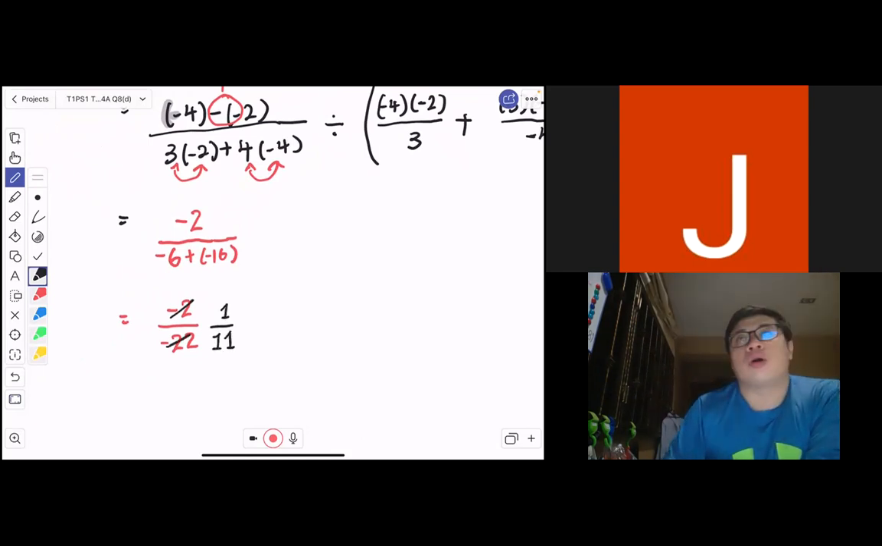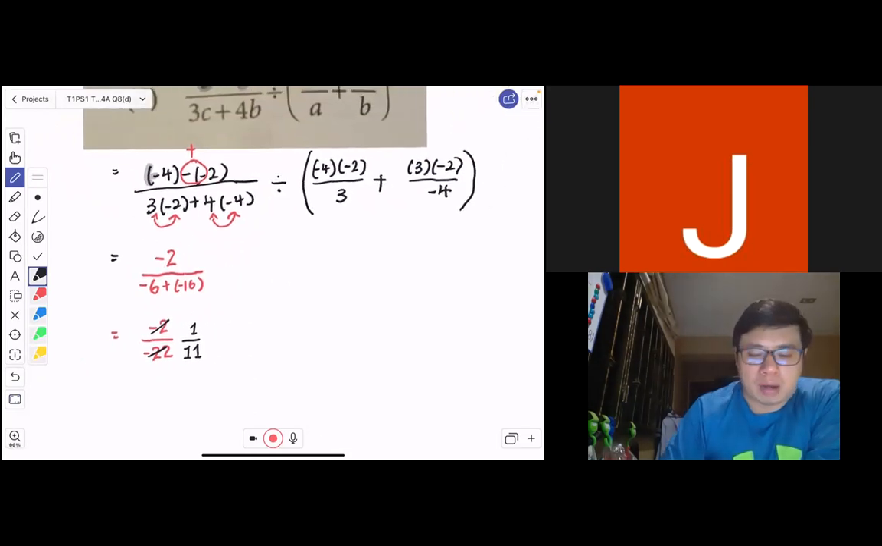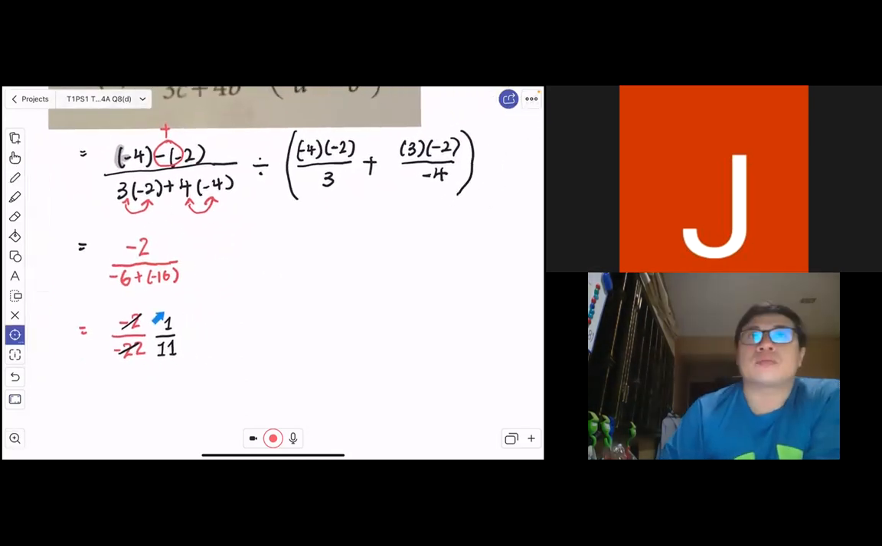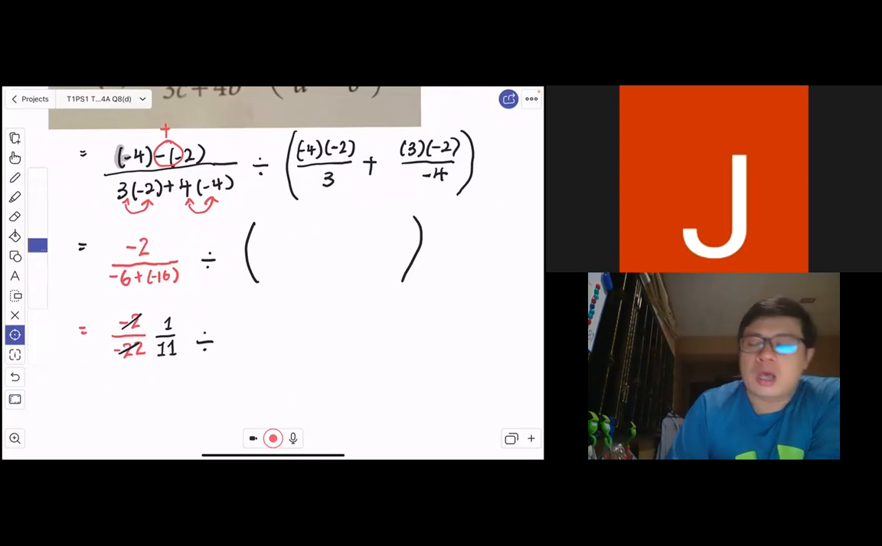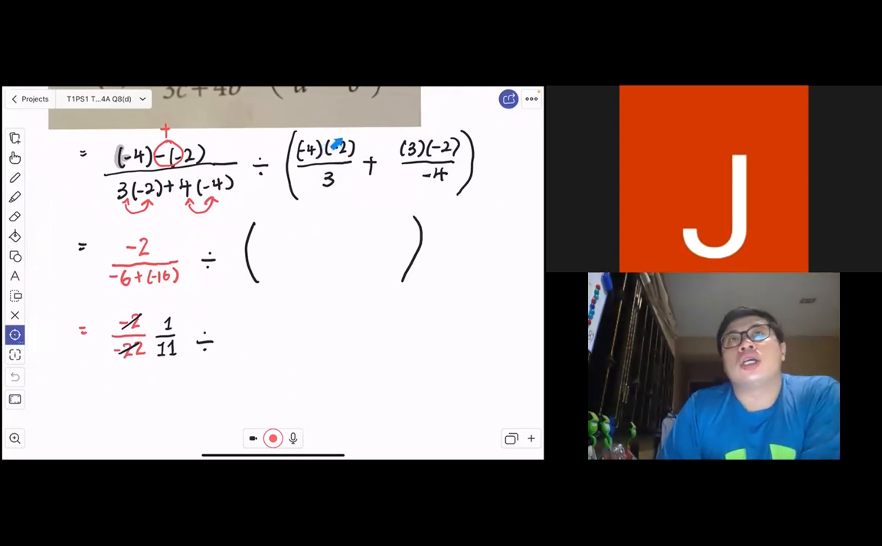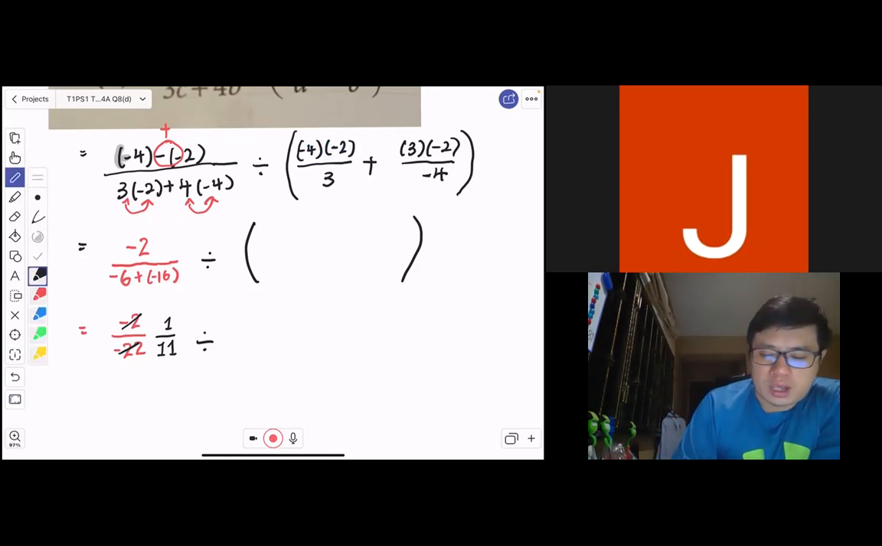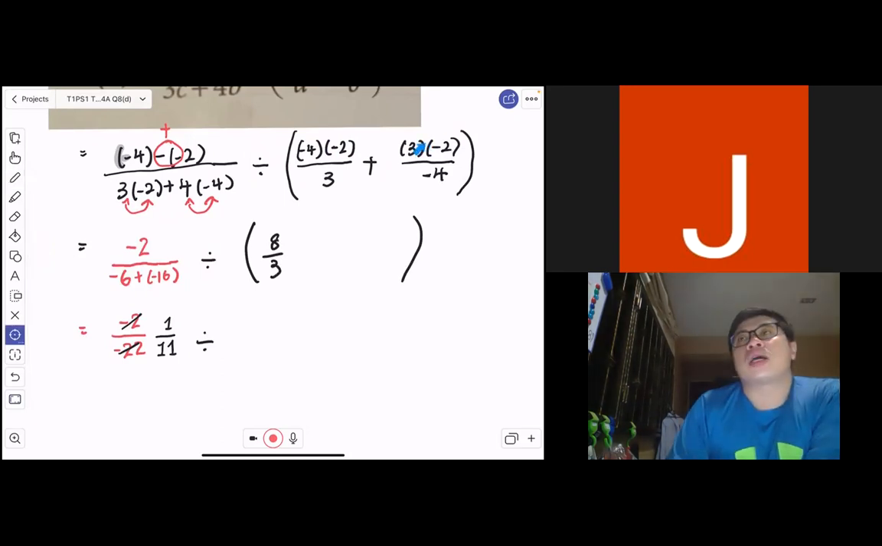And I have not even started on the other side. I'm just doing my left hand side very slowly. Now the right hand side, I continue with the division. I should work on what is inside the bracket first. Top and bottom, I work on each numerator and denominator first. -2 minus -4 gives me +8, so 8/3.